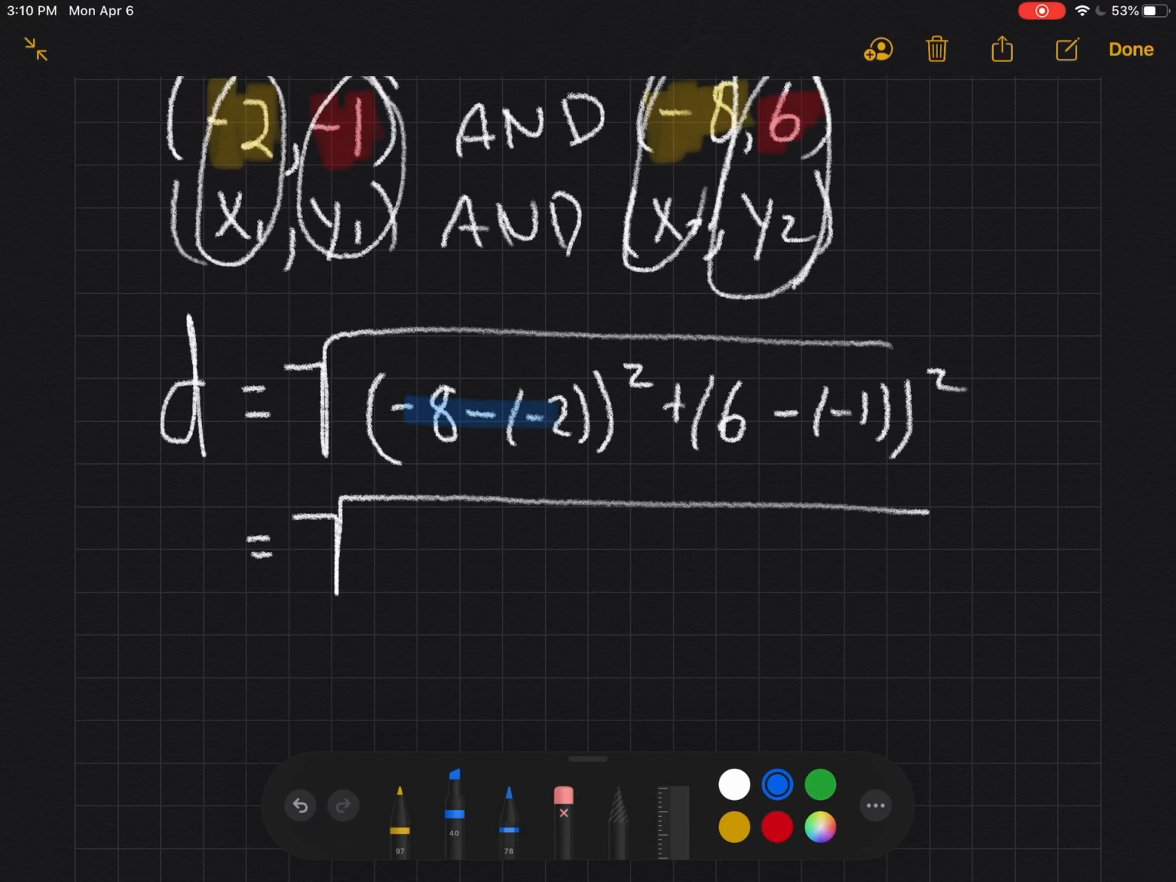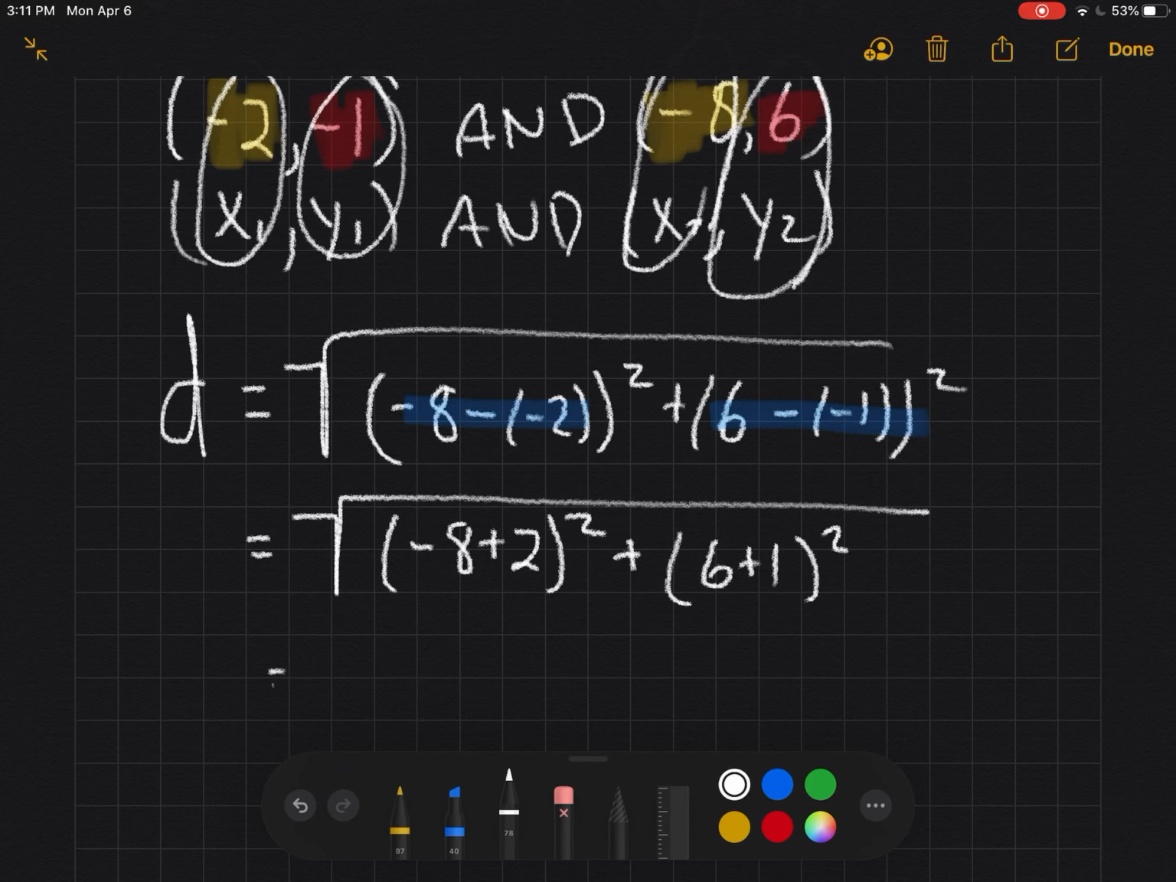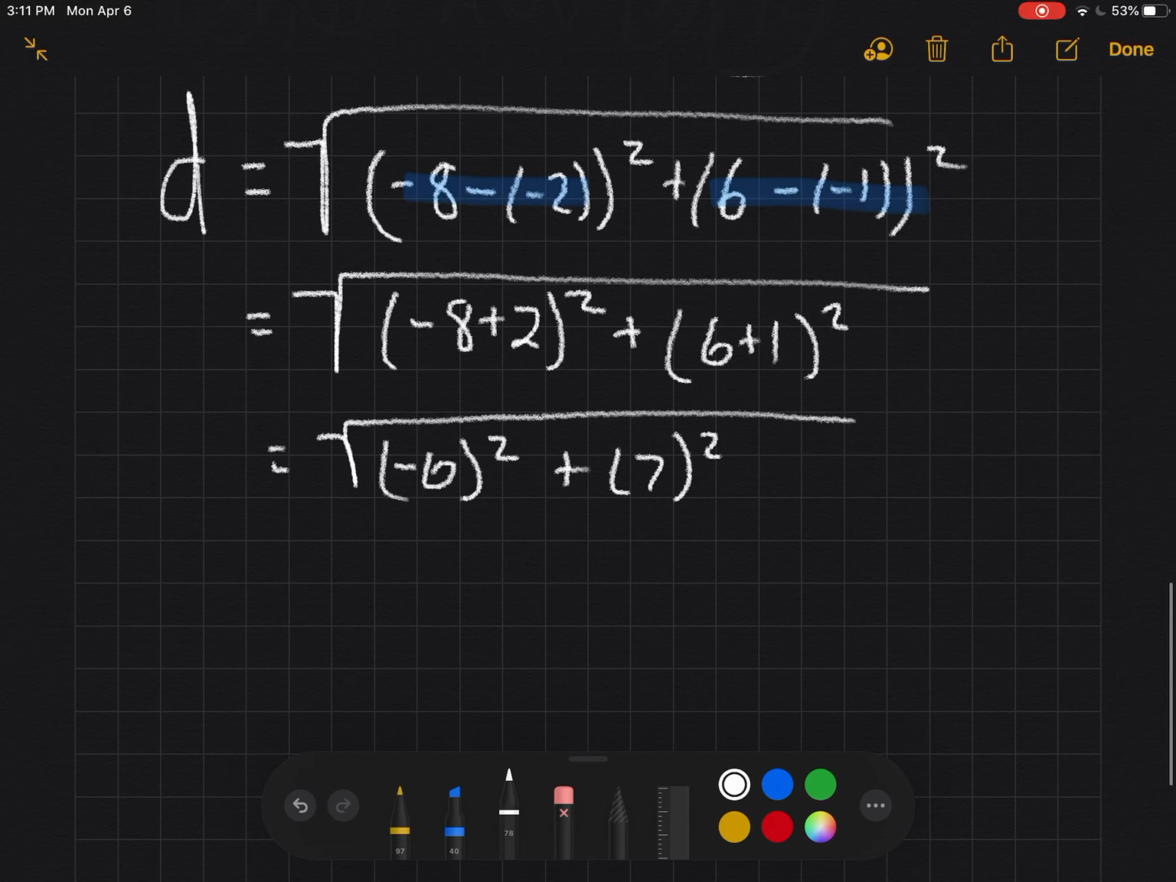If I take the square root, in here I have a negative and I'm subtracting a negative, so that becomes addition. So I have -8 plus 2 squared. And then notice we've got the same exact thing happening here. So we have 6 plus 1 squared. And that gives us the square root of -6 quantity squared plus 7 squared.